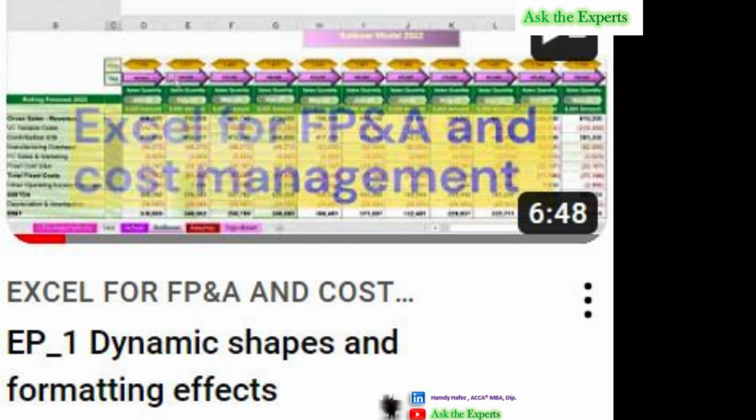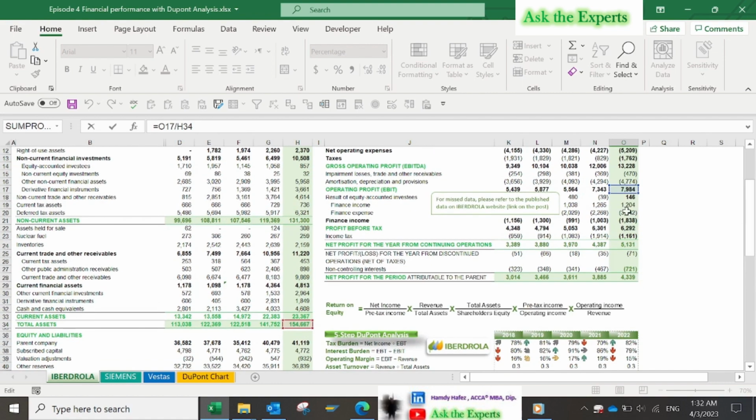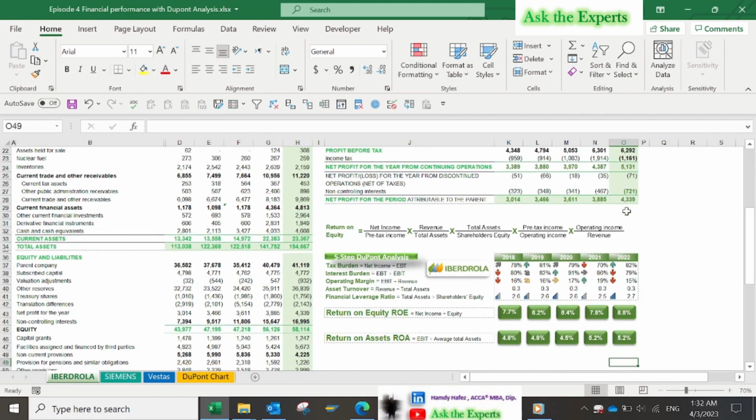You can use icon sets conditional formatting, the same that I've used. You can watch our first episode, Dynamic Shapes and Formatting Effects, in the other series, Excel for FP&A and Cost Management.